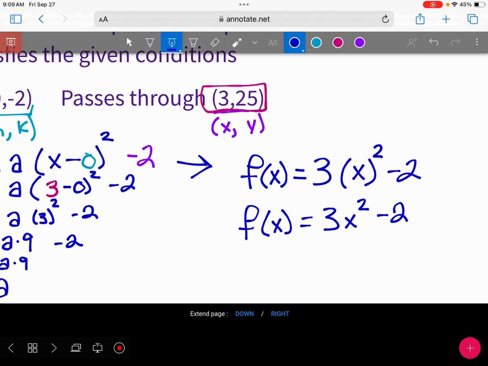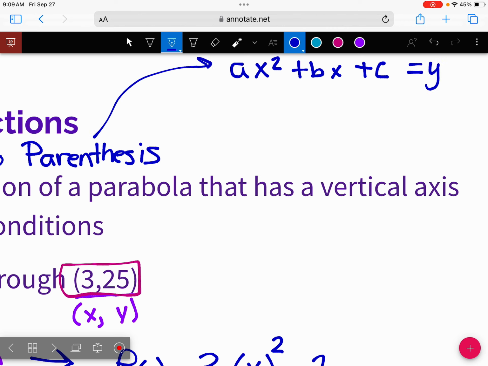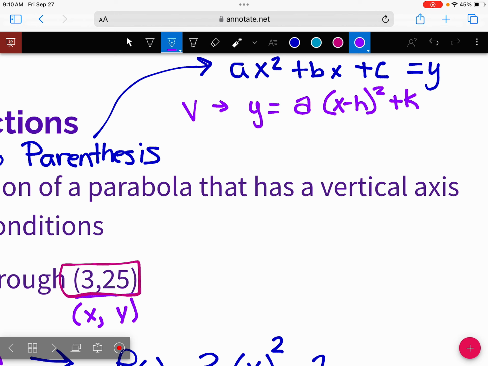But so when we're writing it in our standard form, that's our ax squared plus bx plus c equals y, or f of x, or g. This is standard form. Our vertex form, that's our y equals a times x minus h squared plus k. So we're going to use both of these forms. Our standard form has no parentheses. Our vertex form does. That's our h and k transformation form.